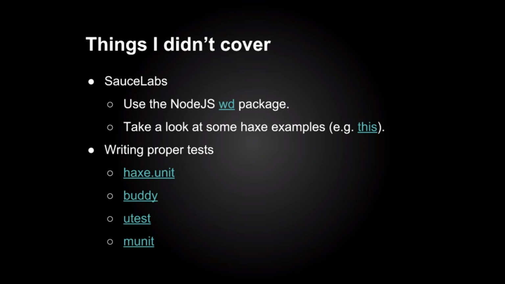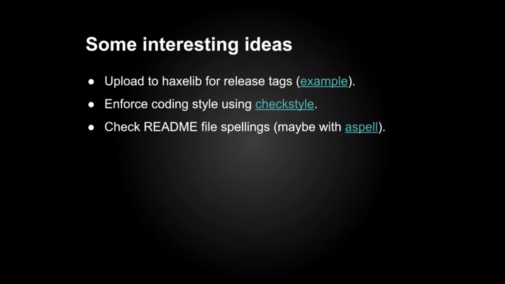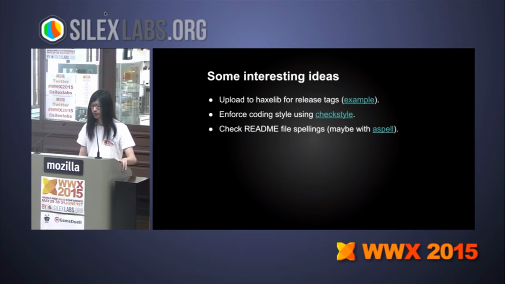There are quite a few good unit testing frameworks out there that you can try to use. And then there are some other interesting ideas that you can do in the build server. For example, you may want to upload your library to Haxelib for every release tag you push to GitHub. And I've tried it. I have an example working for one of my libraries.